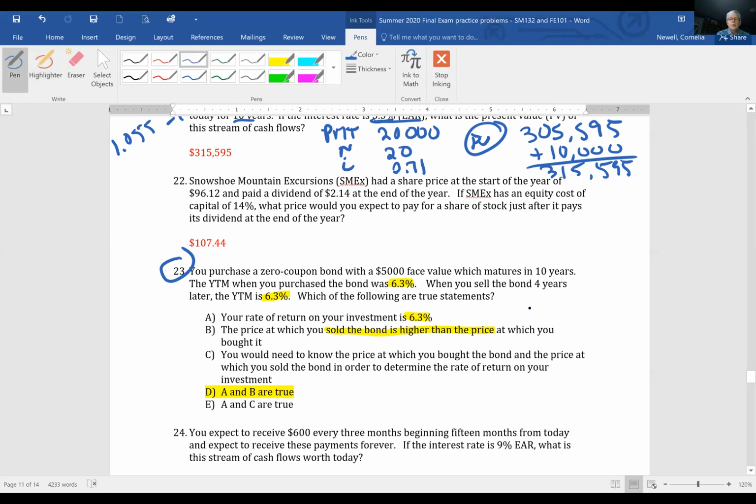If you think about the formula, as we get closer to maturity, N is getting smaller. When N gets smaller, there's an inverse relationship with the price. The price is going to get higher. And C isn't true because you don't need to know the price. You can figure out the answer to A from the fact that the yield was 6.3 both when you bought it and when you sold it.